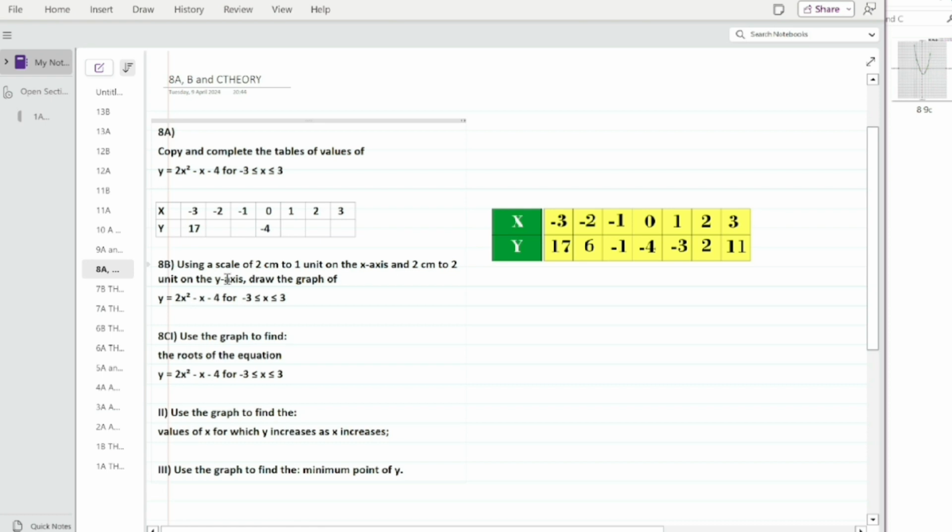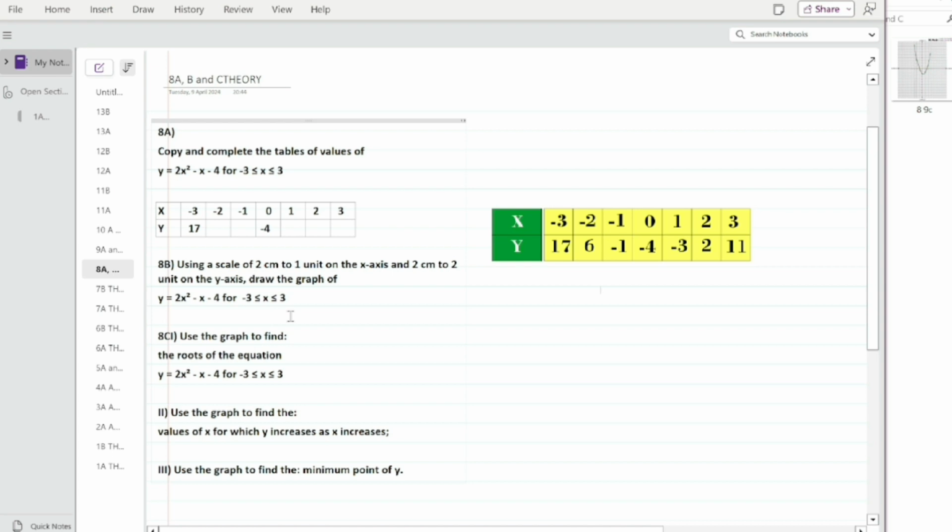Number 8b says: using a scale of 2 centimeters to 1 unit on the x-axis and 2 centimeters to 2 units on the y-axis, draw the graph of y equals 2x squared minus x minus 4, for minus 3 is less than or equal to x, and x is less than or equal to 3.